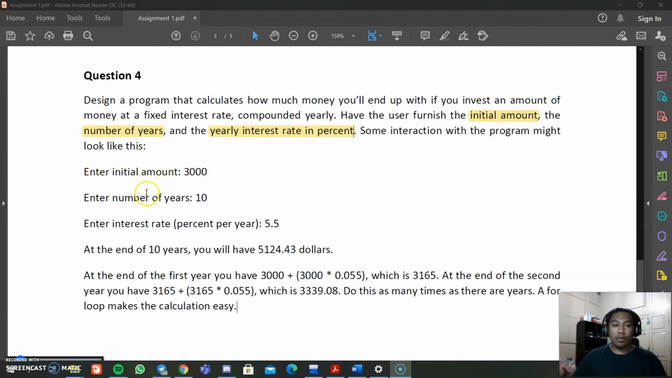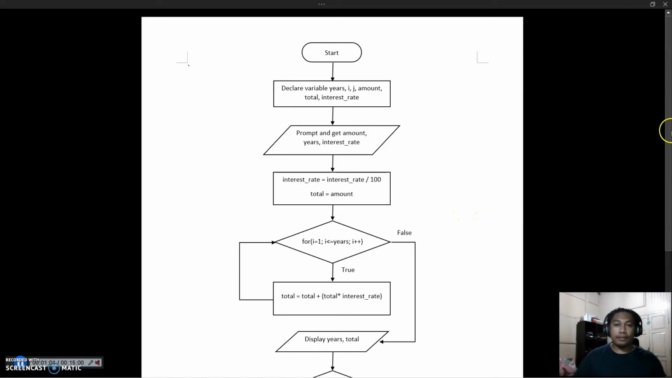Then the initial amount, number of years, and also interest rate in percent are the input of this program, and the total amount is the output of the program, and also the total amount for each year is also the output of this program that will be displayed. So from this, I already constructed a flowchart. This is how the flowchart looks like.